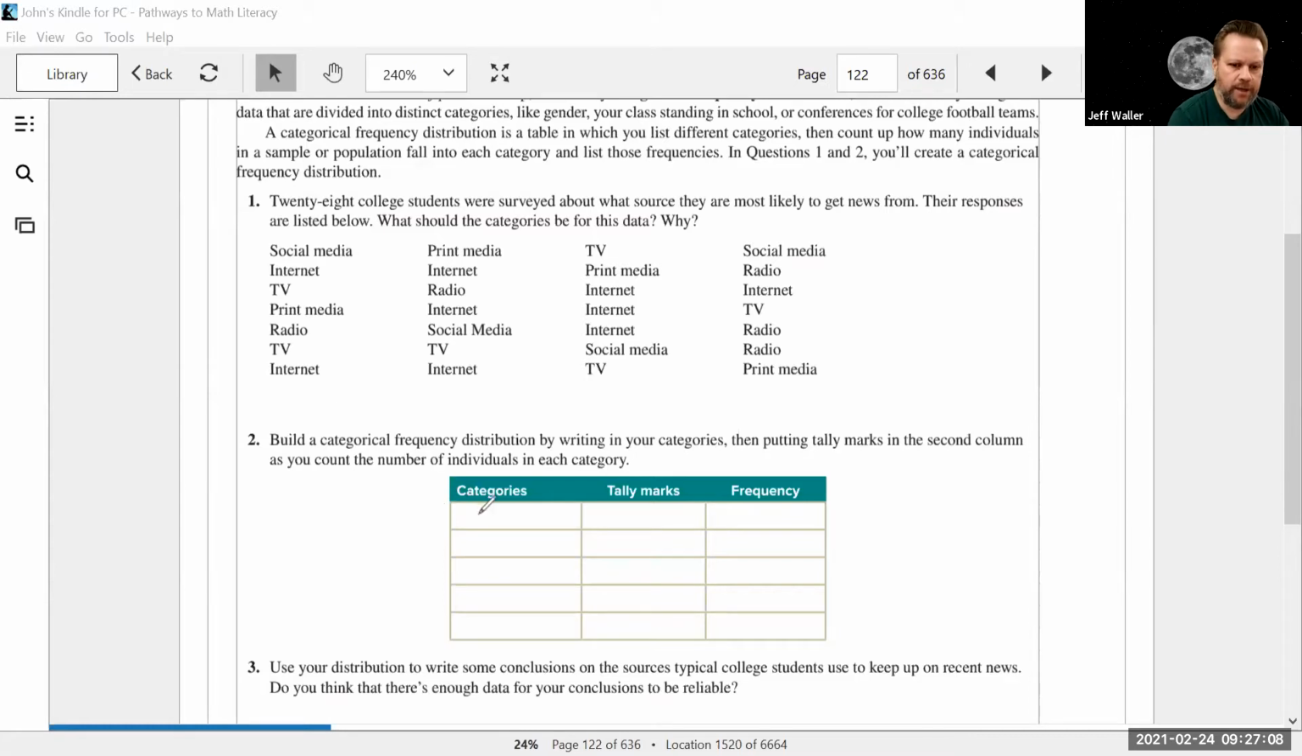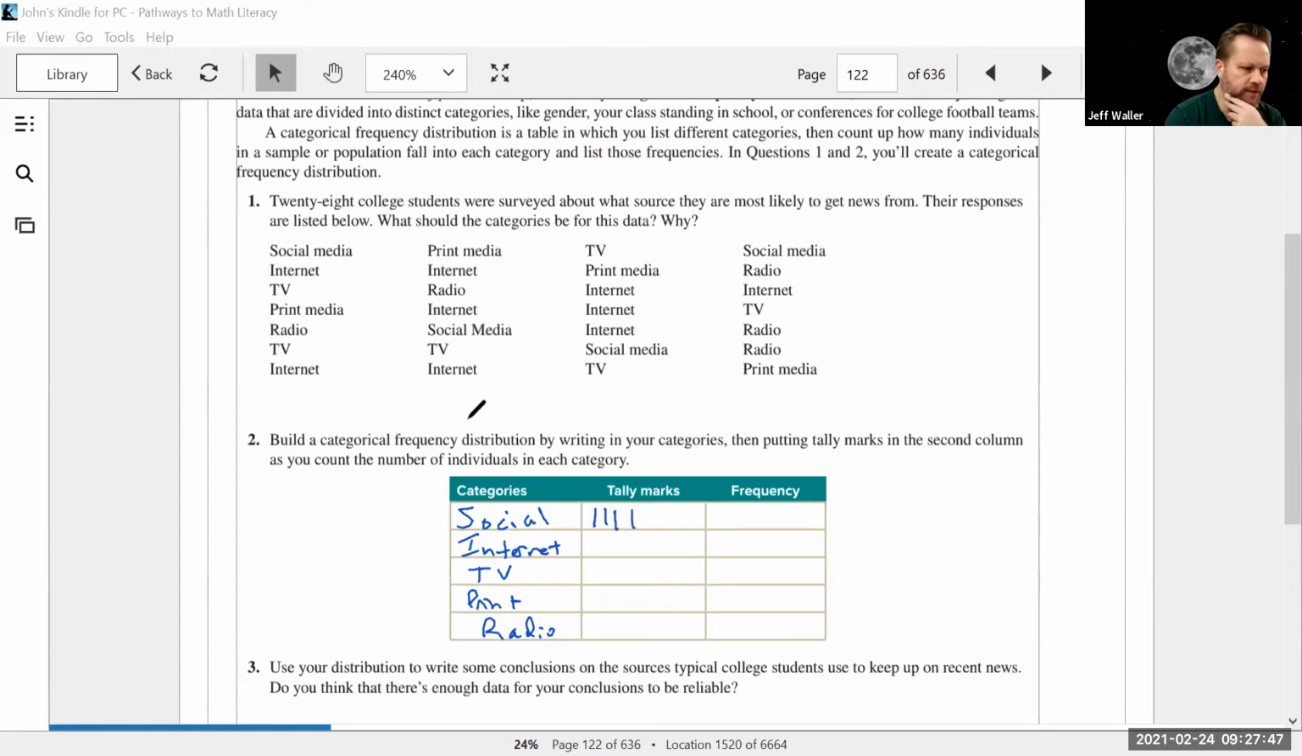So what categories do I have? I have social media. I have internet. I'm not sure necessarily what the difference is. TV, print, and radio. So then let's see, social media. You guys with me out there? It would just be, I see one here, I see one there, and then I see another social media there. And then I see another social media there, and I see another social media there.